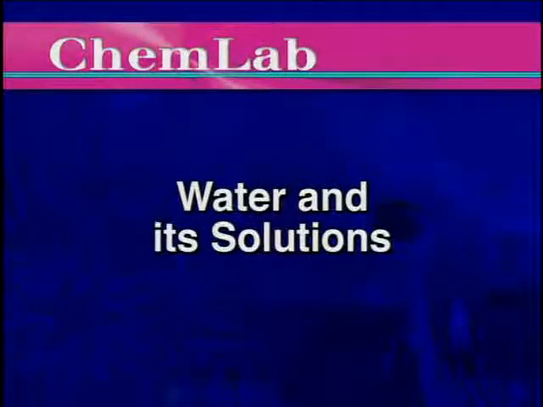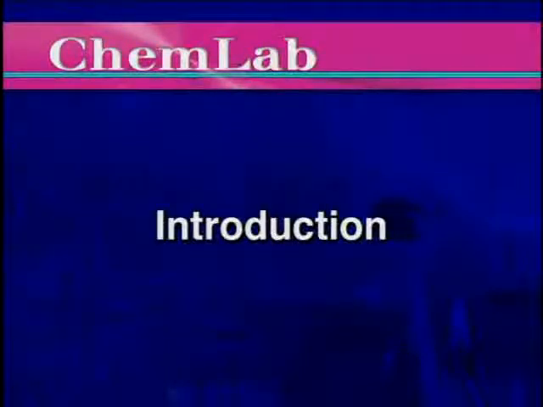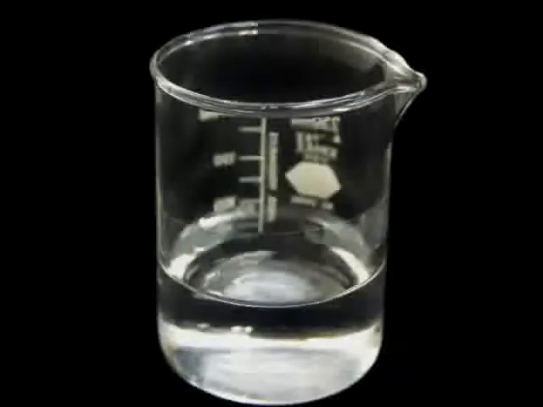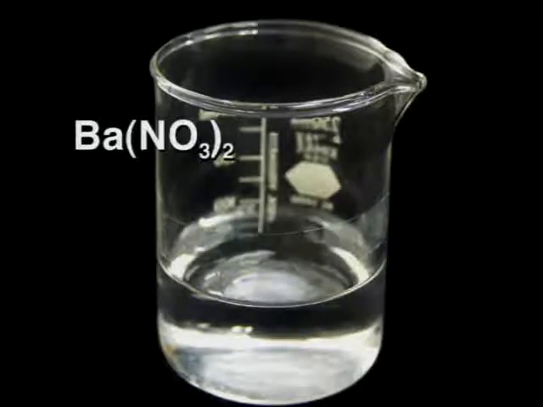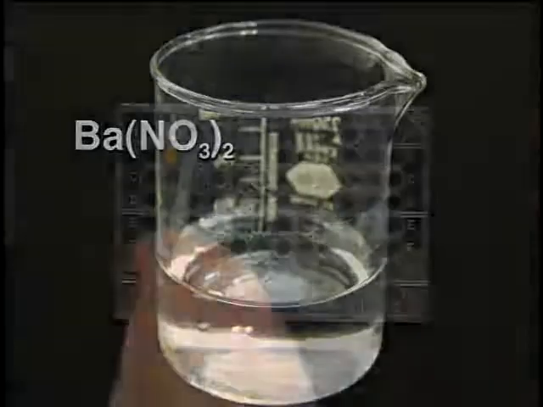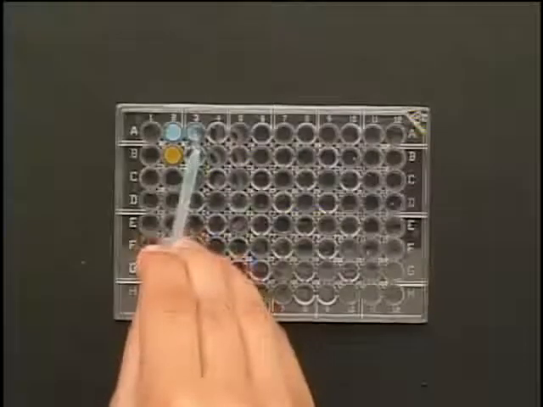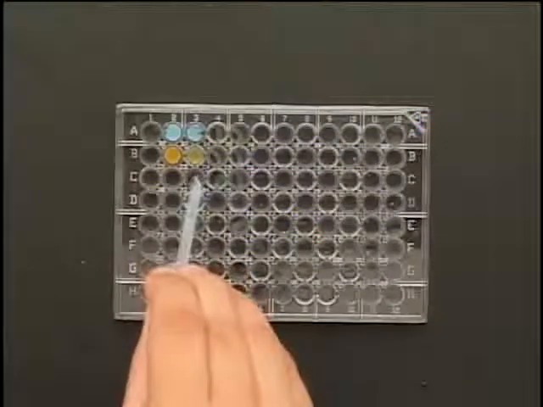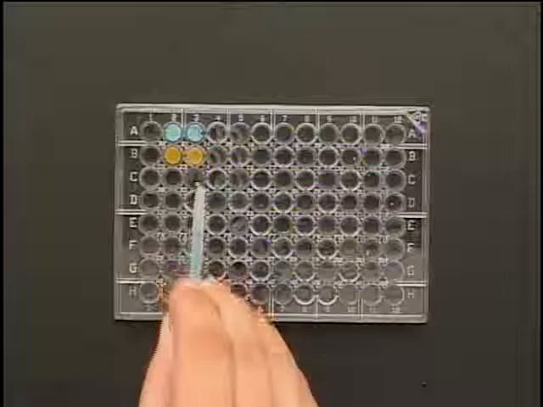Water and its solutions. Introduction. In an aqueous solution, ionic compounds are completely dissociated into ions. For example, an aqueous solution of barium nitrate, Ba(NO3)2, contains Ba2+ ions and NO3- ions.